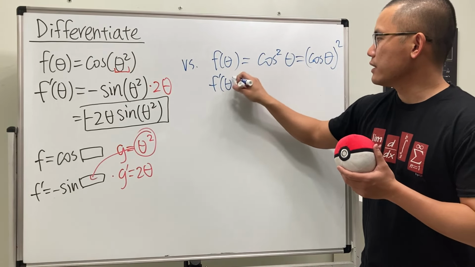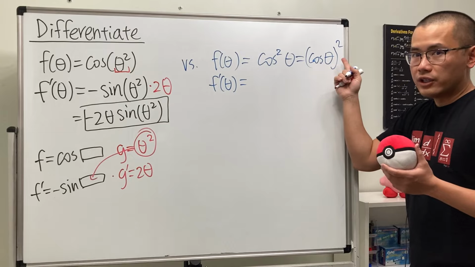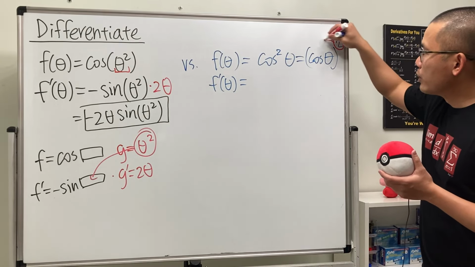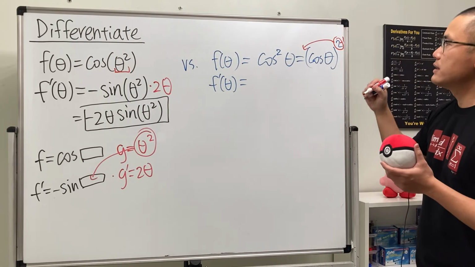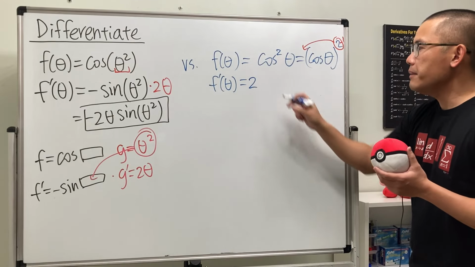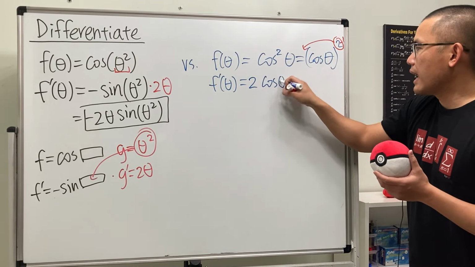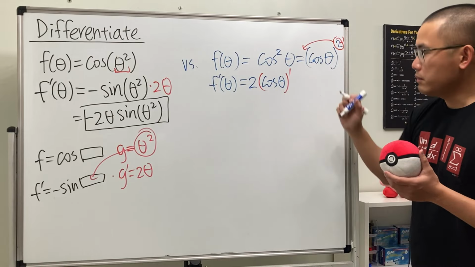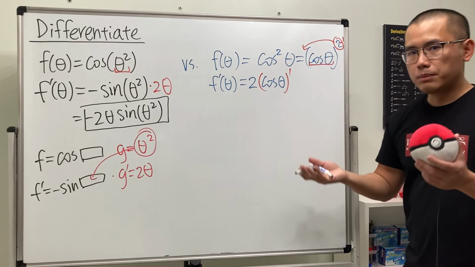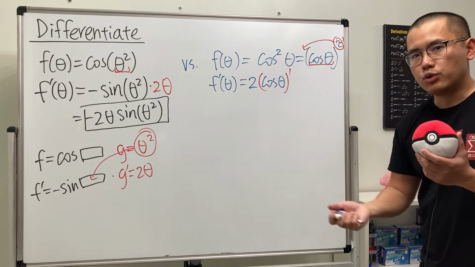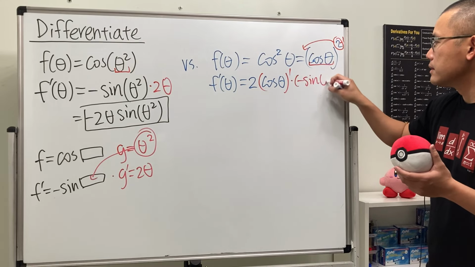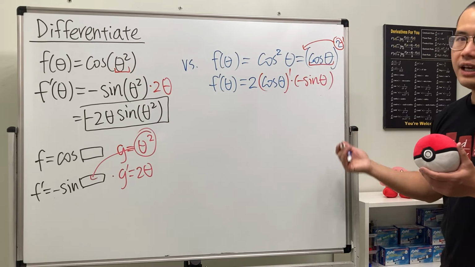So now let's see. If we differentiate this, the outer function is this to the second power. We bring the power to the front and subtract 1 first, and we will get 2. Then the inner function stays the same. We have cosine theta, and this will be to the first power. Then we look at the inside and multiply by the derivative inside. The derivative of cosine theta is negative sine theta. So that's how it will look for this case.